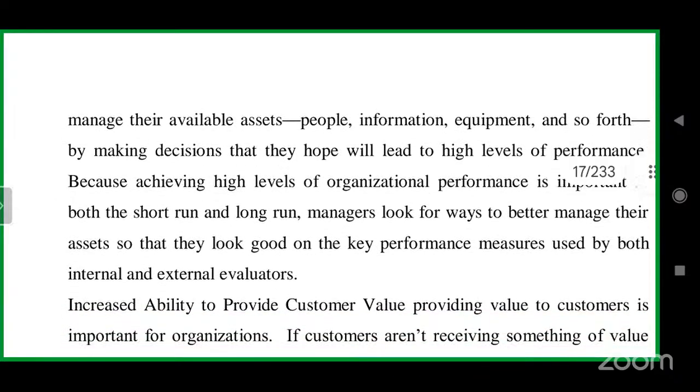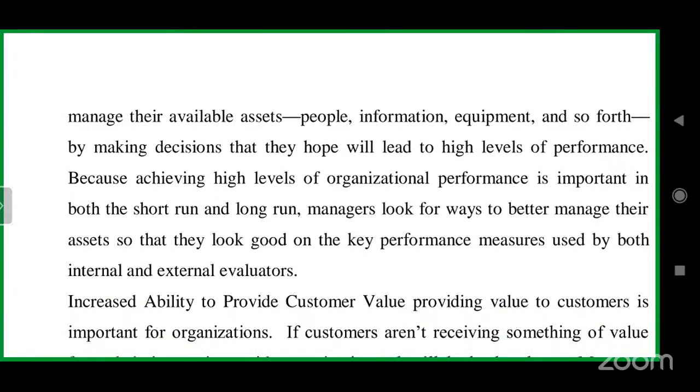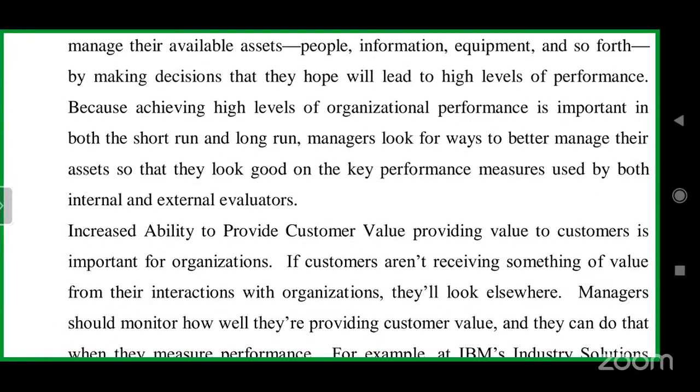They do this by making decisions that they hope will lead to high levels of performance, because achieving high levels of organizational performance is important in both the short run and long run. Managers look to assess so that they look good on the key performance measures used by both internal and external evaluators.